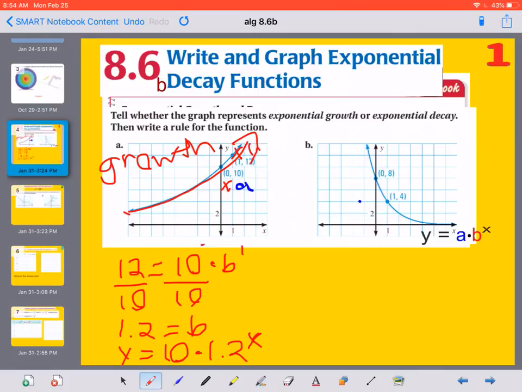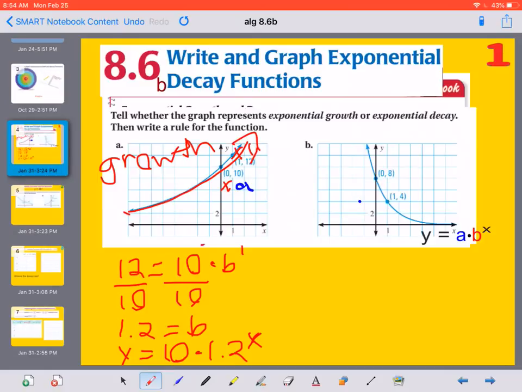Now the reason we just had to divide is that this is b to the 1 power. So basically that's just saying that it's going to stay like that. We could find the square root to the 1 power of 1.2, but it was just going to be the same thing.